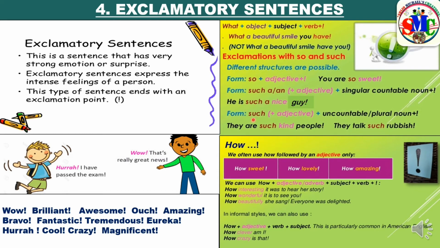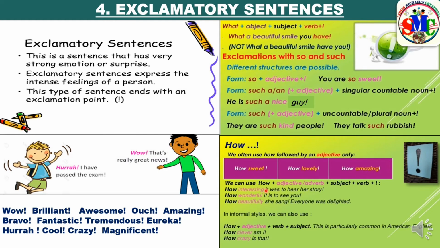Now let us see such plus adjective plus uncountable or plural noun plus exclamation mark. For example, they are such kind people. They talk such rubbish, etc. Now let us see how. We often use how followed by an adjective only. For example, how sweet, how lovely, how amazing, etc.